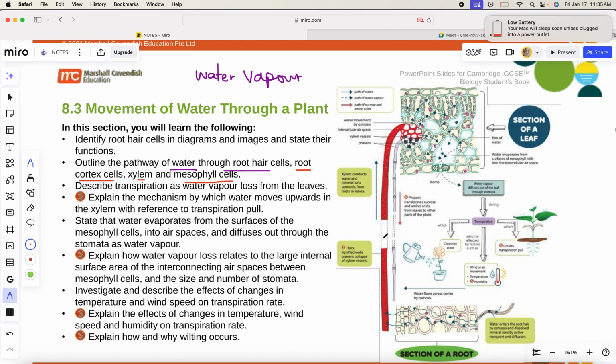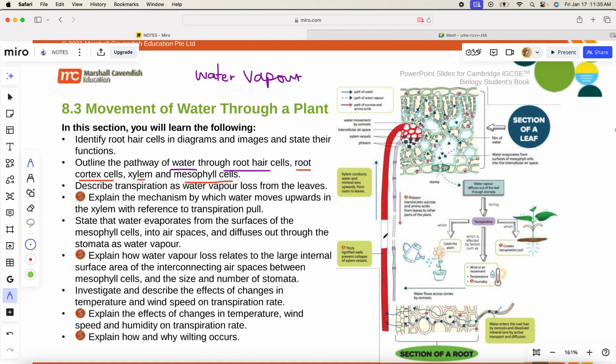So now let's take a look at the composition of this section, the entire composition. Here, we say water vapor diffuses out of the leaf through where?